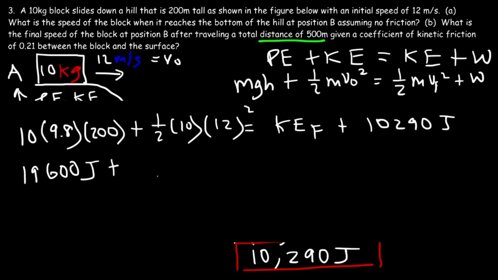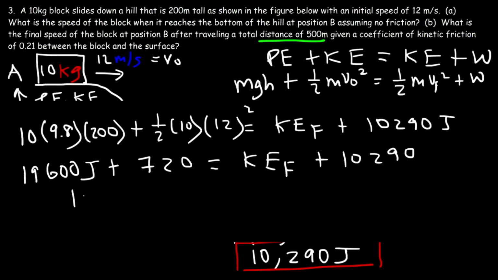Now let's multiply 0.5 by 10 by 12 squared. So the kinetic energy of the object is very low. It's 720. Let me make sure that's right. And yeah, that's it. So now let's add 19,600 plus 720, and let's subtract 10,290. So the final kinetic energy is 10,030 joules.